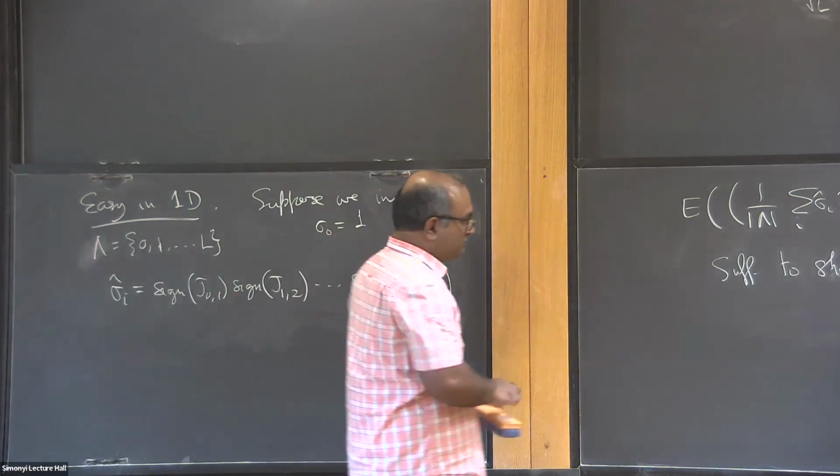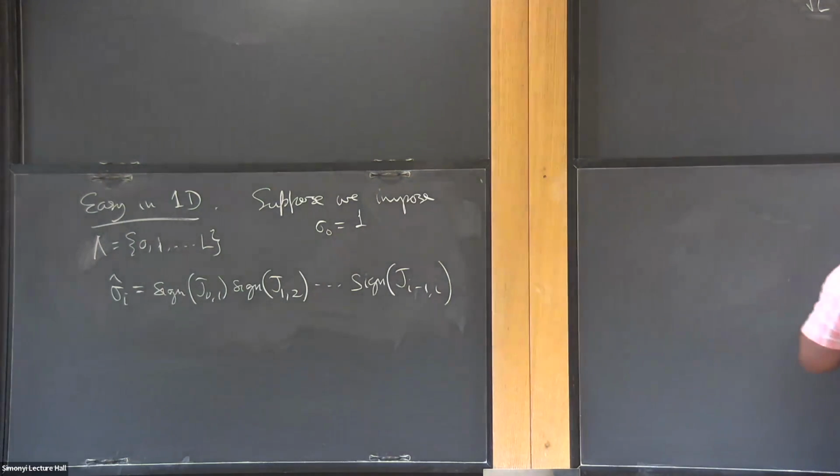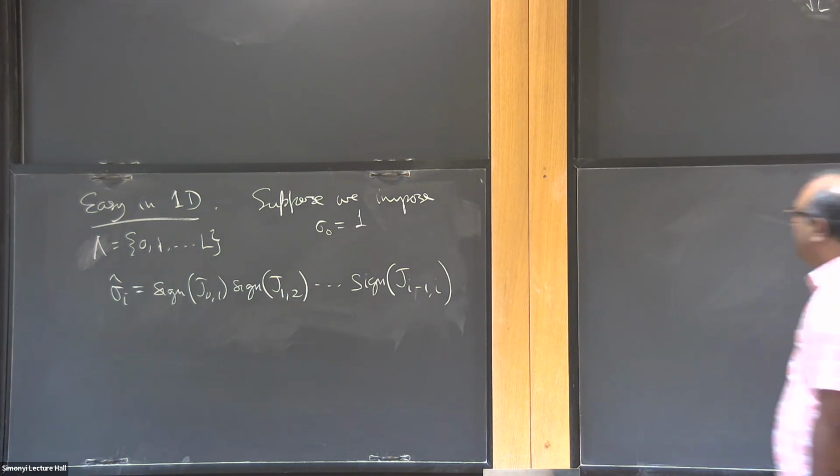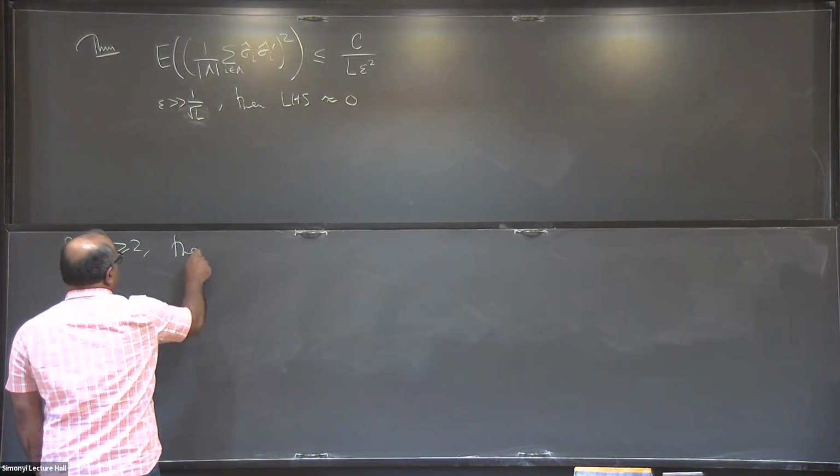However, this no longer applies in higher dimensions because you don't have such a formula. In fact, there cannot be such a formula, because of the NP-hard nature of the problem. So in D equals 2 or more, there is no such formula.